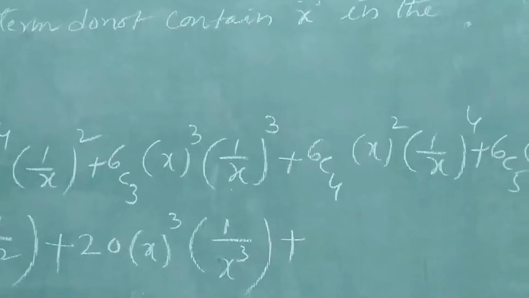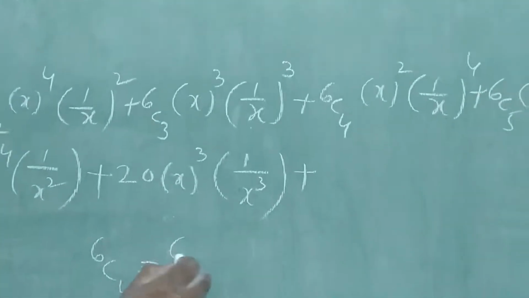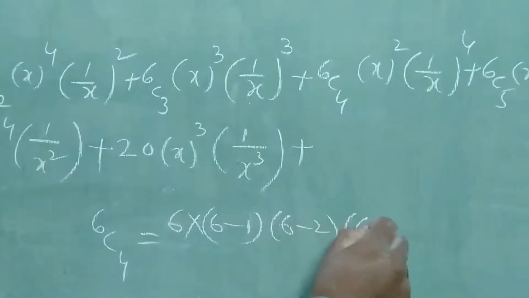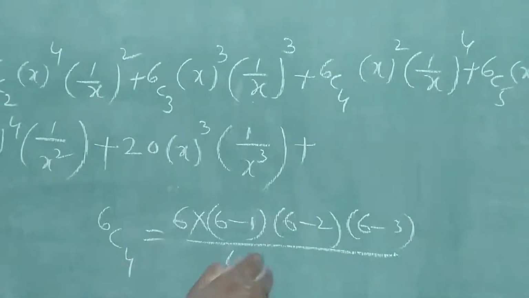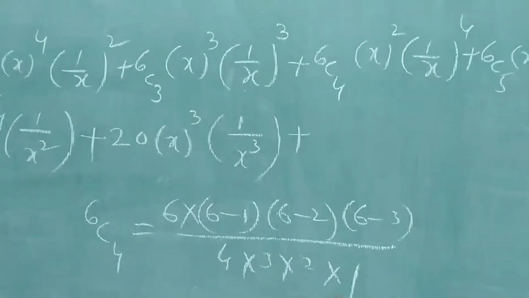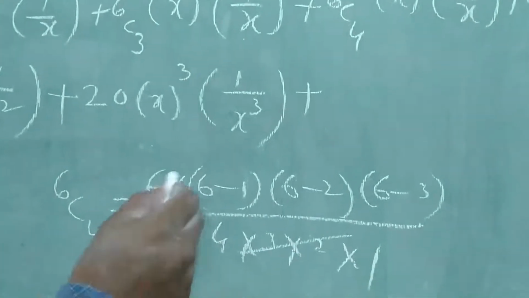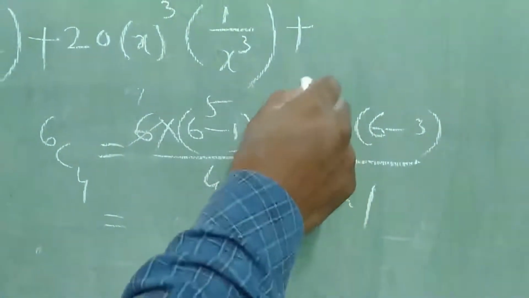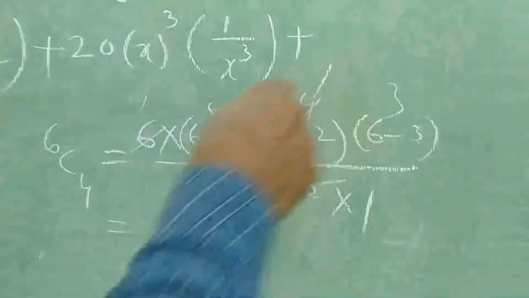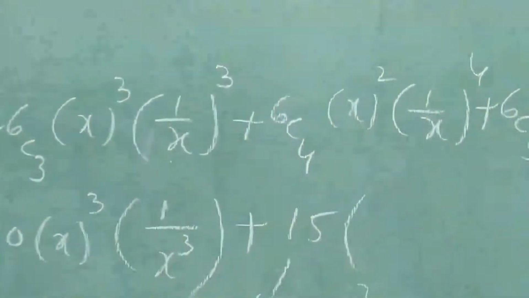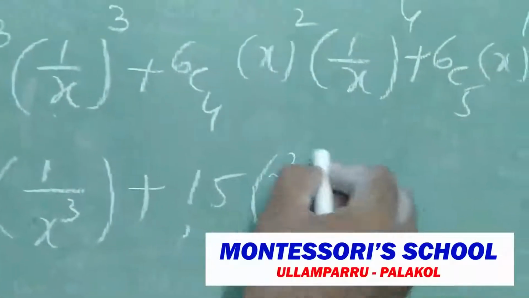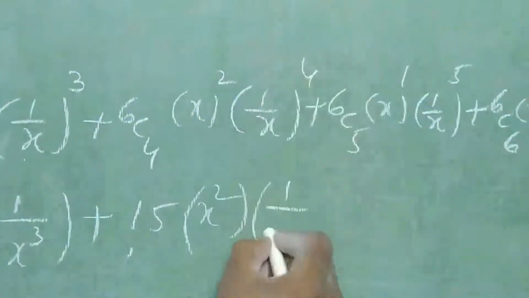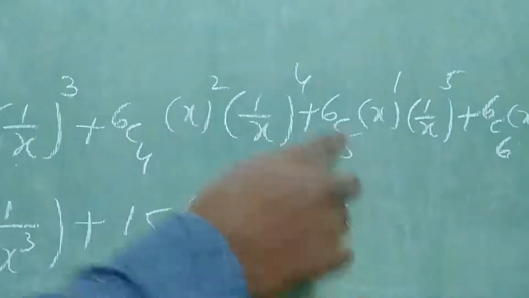Now 6C4. 6C4 can be written as 6 into (6 minus 1) into (6 minus 2) into (6 minus 3) by 4 factorial, 4 into 3 into 2 into 1. So 3 twos are 6, 6 cancels. So 6 minus 1 is 5, 6 minus 2 is 4, 6 minus 3 is 3, 4 and 4 also cancel. 5 threes are 15. 15 into x squared into (1/x) to the power of 4, 1 by x to the power of 4, plus 6C5.